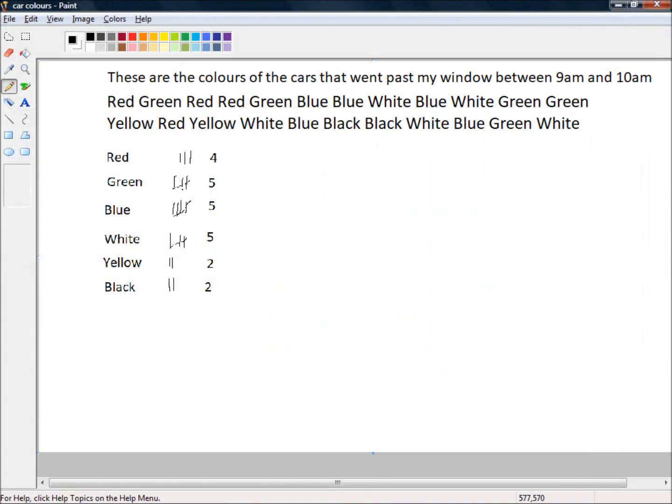Okay, well, so much for the theory. Let's have a go at putting this into practice. These are the colours of the cars that went past my window between 9 AM and 10 AM. Not really, this is purely hypothetical. Red, green, red, red, green, blue, blue, white, green, green, yellow, red, yellow, white, blue, black, black, white, blue, green, white. And I've taken the liberty of already drawing up a tally chart and a rudimentary frequency table.